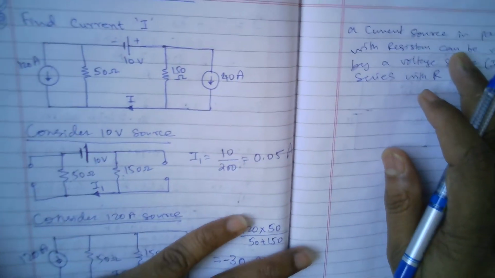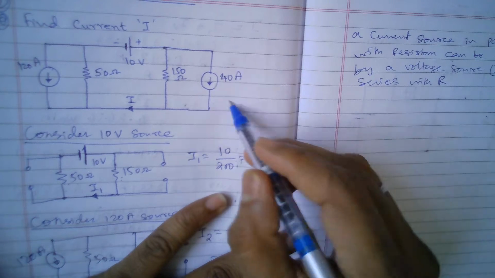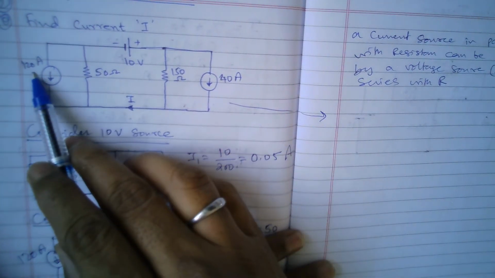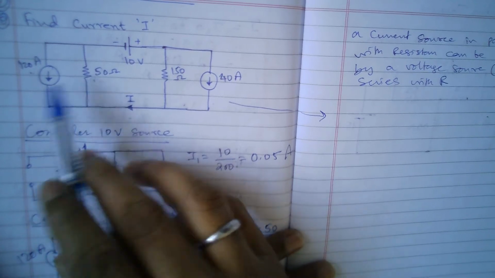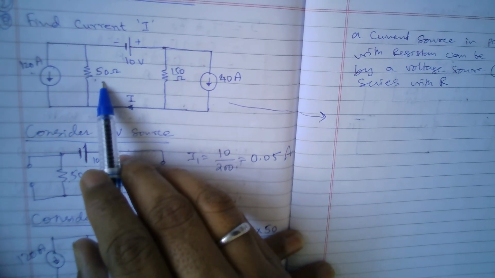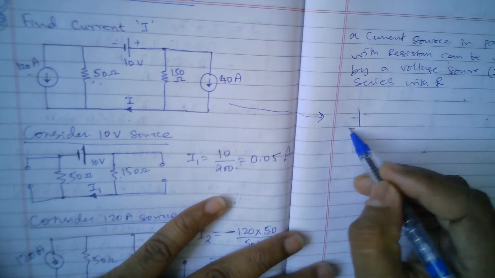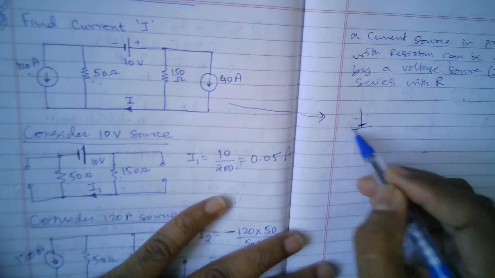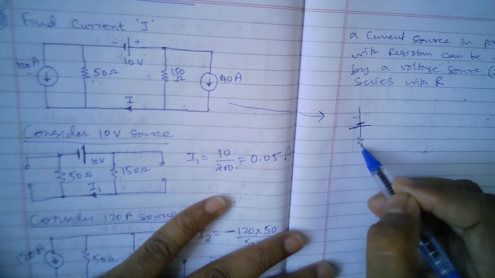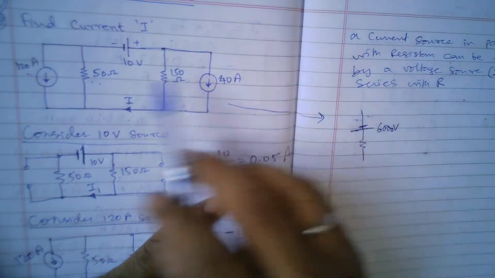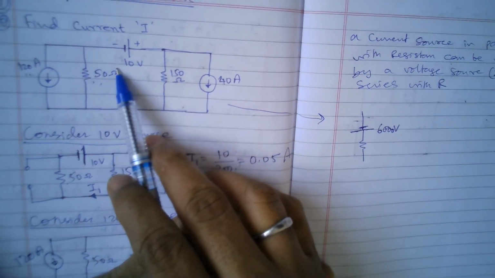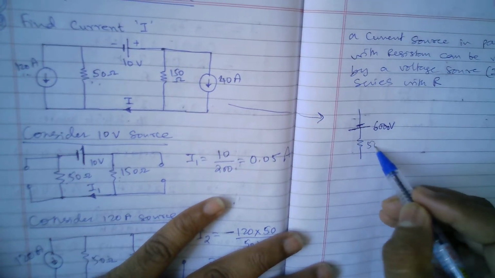So see what I will do. I'll just show you so that you can see both the circuits. There is a 120 ampere source and 50 ohms, right? So these two can be replaced. A current source in parallel with a resistor can be replaced with a voltage source in series with a resistance. So this will be 6000 volts. Why 6000 volts? Because 120 into 50 is 6000, and 50 ohms.